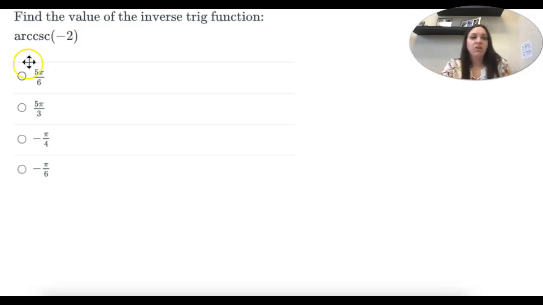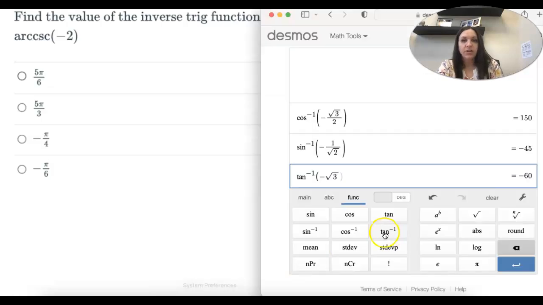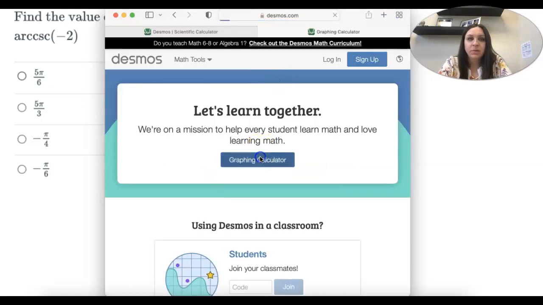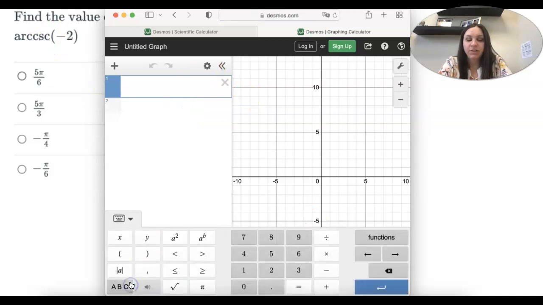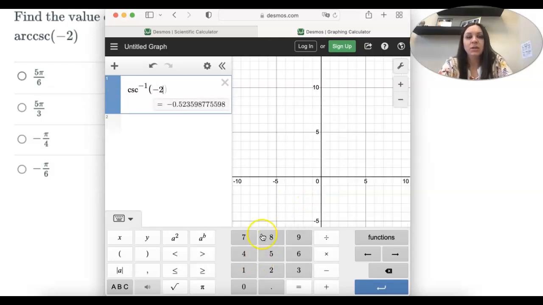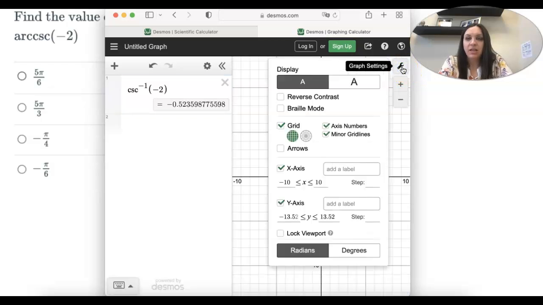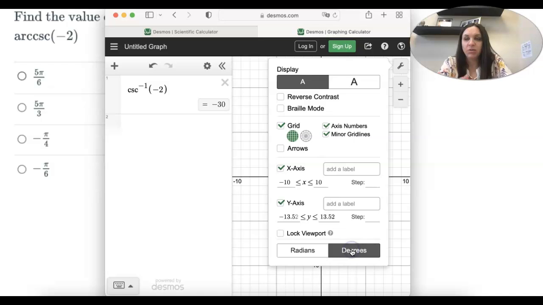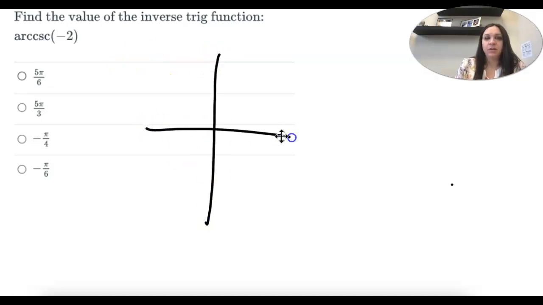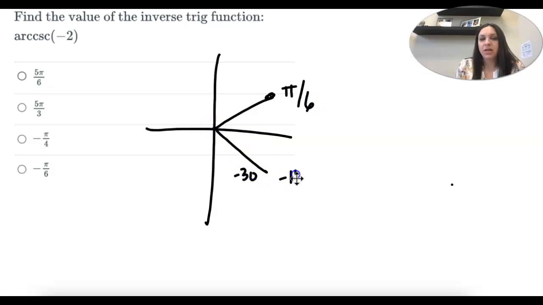So inverse trig function, arc cosecant of negative 2. So this is good. Notice that I only have sine, cosine, tangent here in my functions. So if I want the inverse of the other trig functions, I have to go to graphing, and they're right here. So I have inverse cosecant of -2, and if I go here to settings, I'm in radians, I'm going to go to degrees. So -30 degrees. So 30 degrees is pi sixths. -30 would be negative pi sixths.